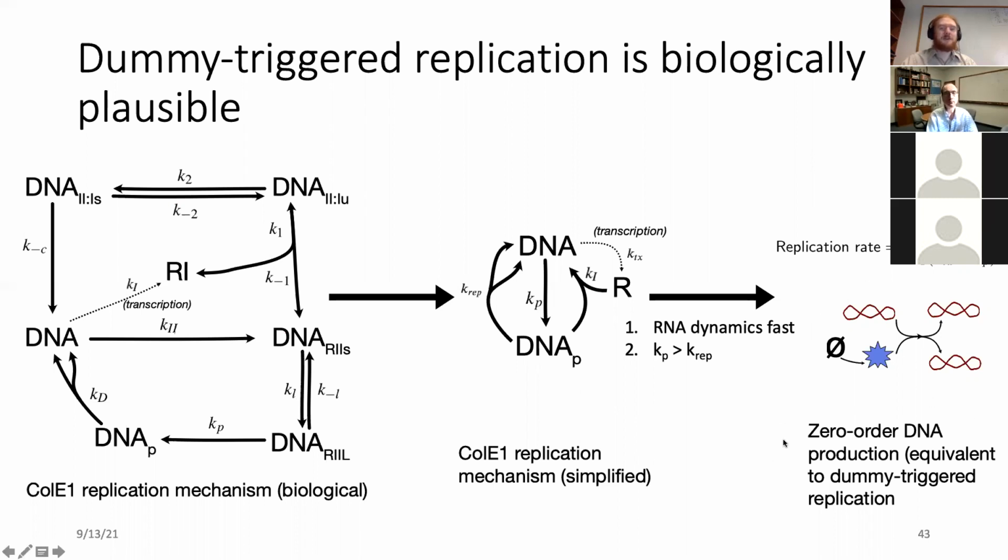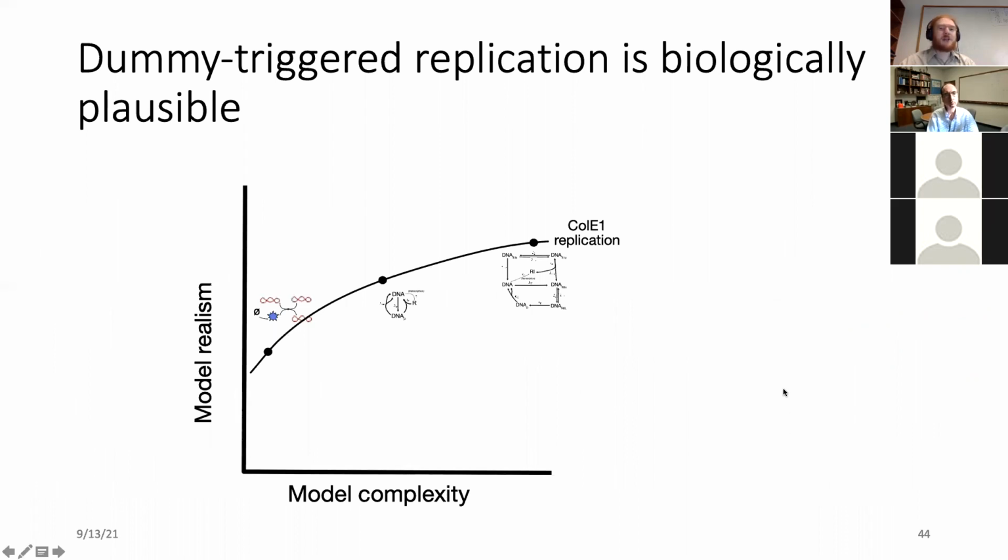which is effectively equivalent to this zero order production. And to be clear, I don't want to claim that cells actually replicate using dummy triggered replication, but more that there's a space of models where more complex models can achieve better realism. And there's a smooth simplification you can make from the Col E1 model down to the dummy triggered replication model. And this is a good enough model to be useful.